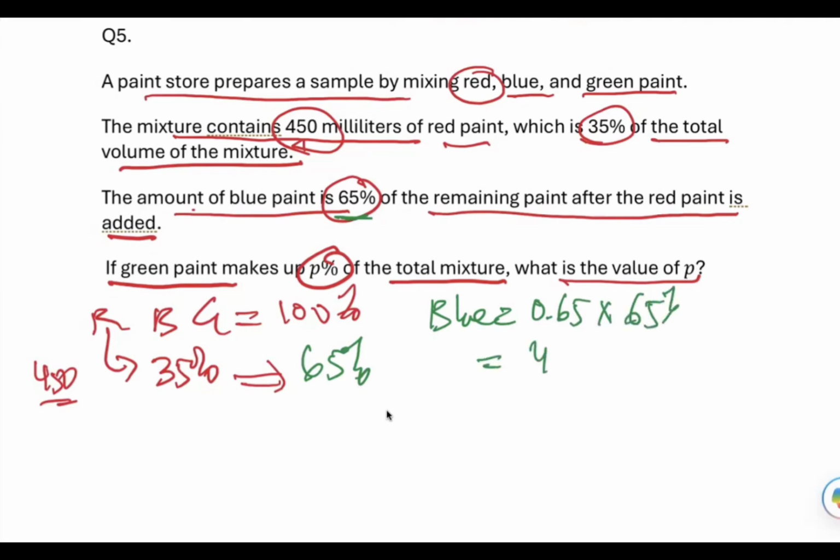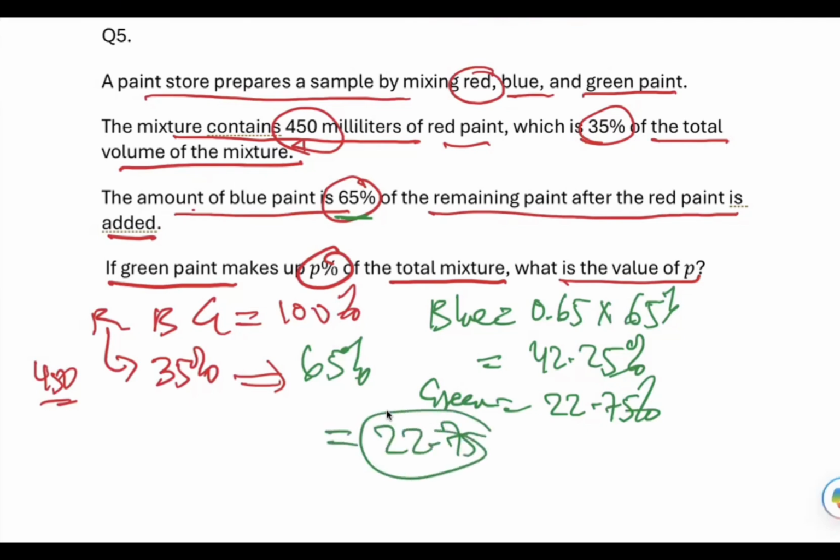Think about it, 42.25%. But the total is 65%. Therefore, the green has to be 65 minus that. And this is 22.75%. The question asks you P%. Therefore, the answer is 22.75. The 450 is a distractor. That's why you got to read the question carefully and understand what is being asked.